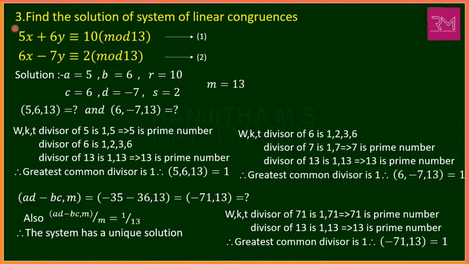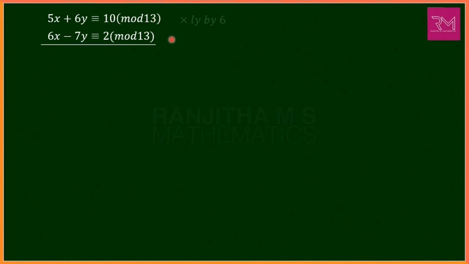Next step, we have to find the x and y values. For that, we have to consider the two linear congruences. The first linear congruence is 5x plus 6y congruent to 10 mod 13. The second linear congruence is 6x minus 7y congruent to 2 mod 13. So here we have 6y, here 7y, here 5x, here 6x. To cancel, we have to multiply these two linear congruences by some values. We can multiply the first congruence by 6 and the second congruence by 5.